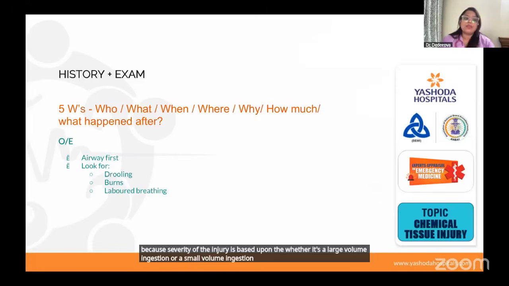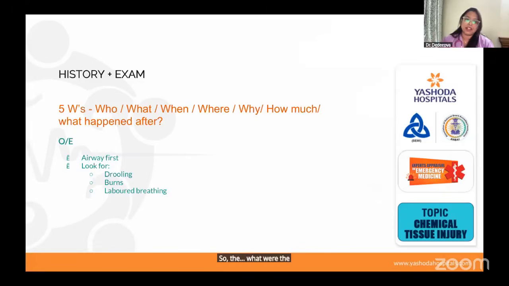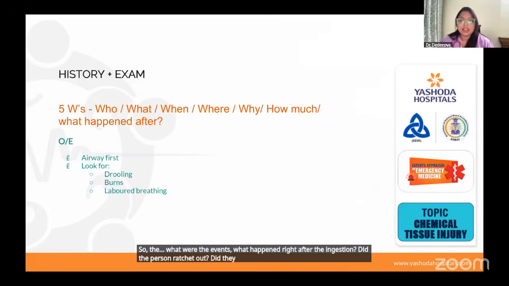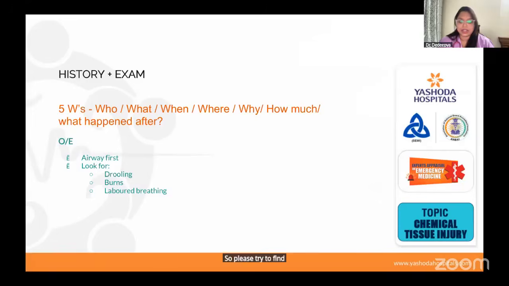And the most commonly missed history point is what happened after the ingestion. What were the events right after the ingestion? Did the person retch it out? Did they try to induce emesis? Did they vomit? Or did they neutralize it with some soap and water, or with milk, water, or something else? Oftentimes what happened after is hidden, so please try to find out what happened after as well.